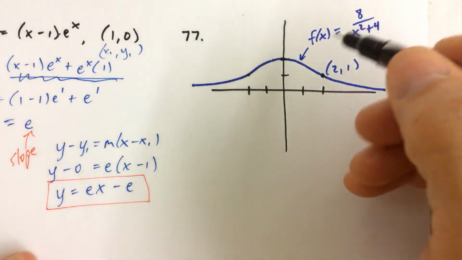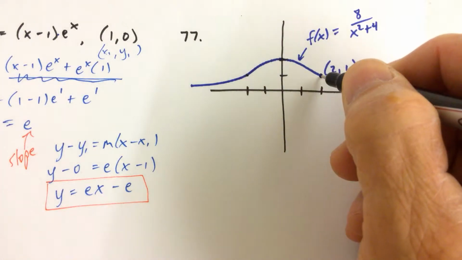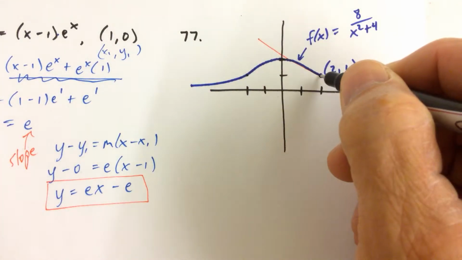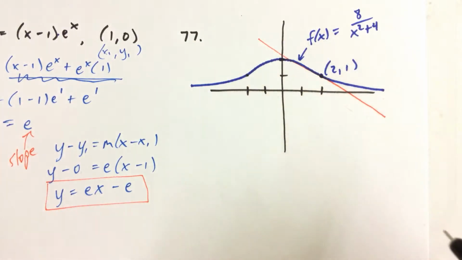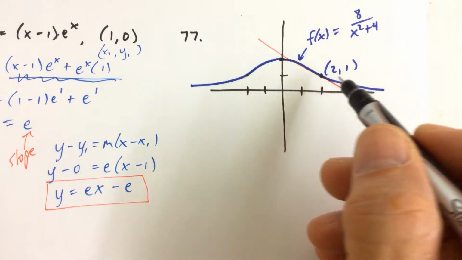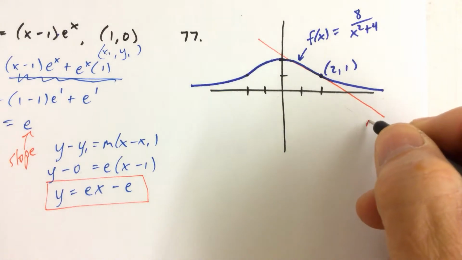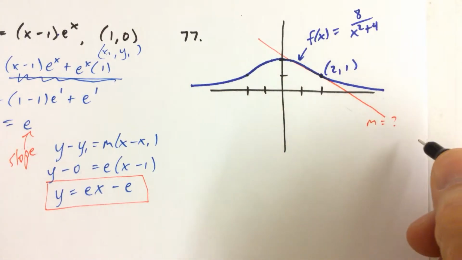Number 77, all we're trying to find here is the equation of the tangent line to the graph at the given point. So we see the given point, you know the tangent line is going to look something like that. It's okay for a tangent line to go through a graph. I drew everything by hand here, so it might be off a little bit, but nevertheless we're trying to find the equation of the tangent line.